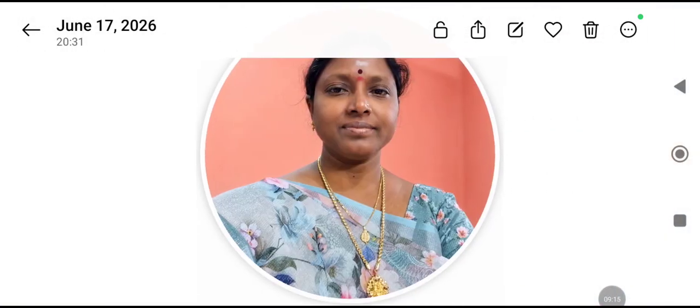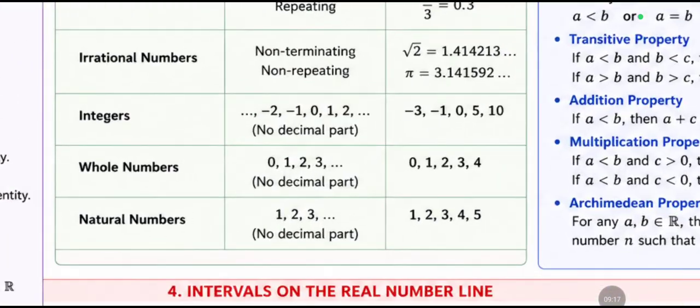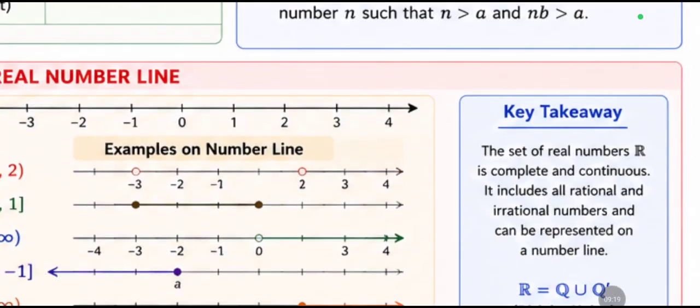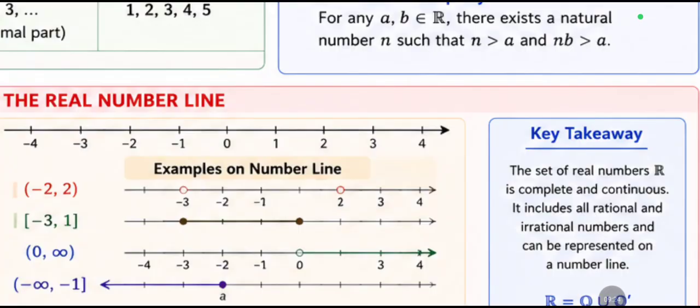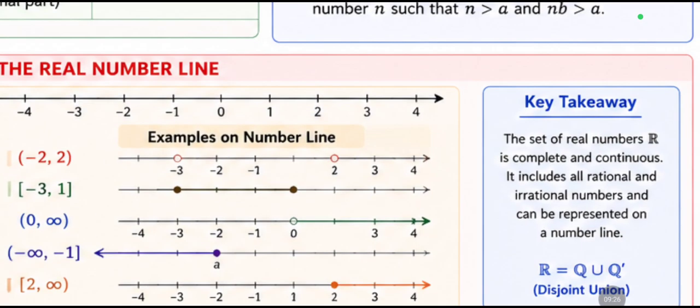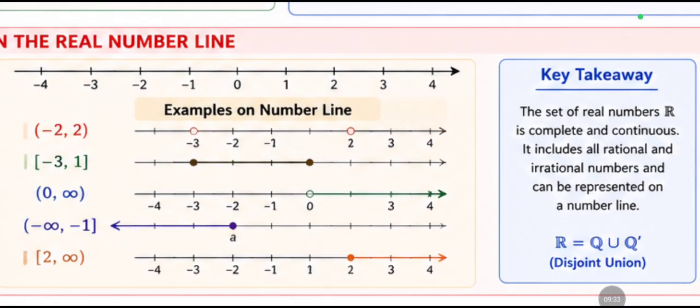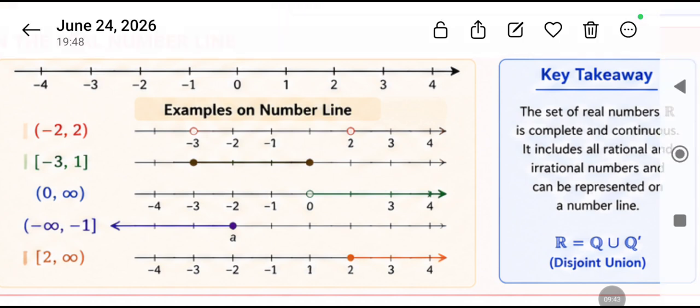Now we are going to discuss the key points of the given topic. The set of real numbers R is complete and continuous. It includes all rational and irrational numbers and can be represented on a number line. That means R equals Q union Q dash. Q is the rational number system and Q dash is the irrational number system. The union of these two number systems is equal to the real number system.